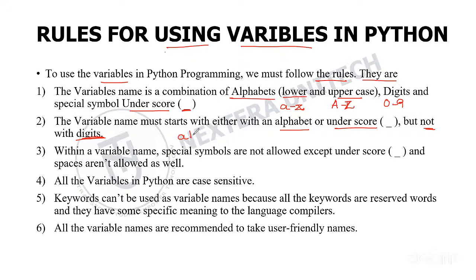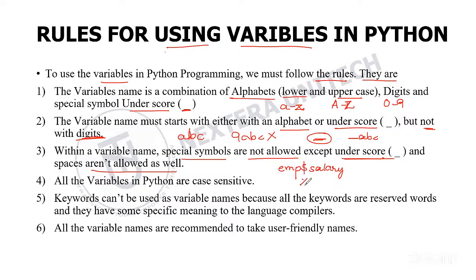So let's say ABC. This is a valid variable. But if you write 9ABC, that would be invalid. And if you just have an underscore, that is considered a variable also. Or _ABC is also considered a variable. Within the variable name, special symbols are not allowed, except the underscore, and spaces are also not allowed. If you want to write something like employee salary, you cannot give a space like this, or put any dollar symbol or percent symbol in there. So these special symbols are not allowed, and spaces are also not allowed.